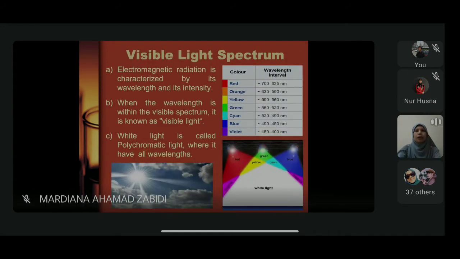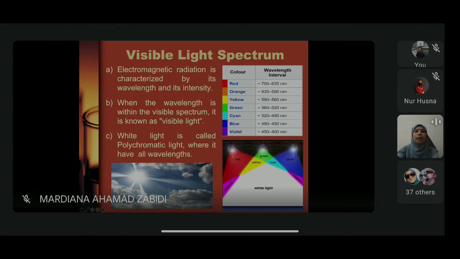Now we move on to the visible light spectrum. The visible light spectrum has its own wavelength. It starts off from red until violet, so this is basically the rainbow colors. We have from 700 nanometer up until 400 nanometer. This is how the light passes through the product, the surface of the product, and some of it will be reflected. Those that are reflected are the color of that particular product that we are able to see with our eyes.